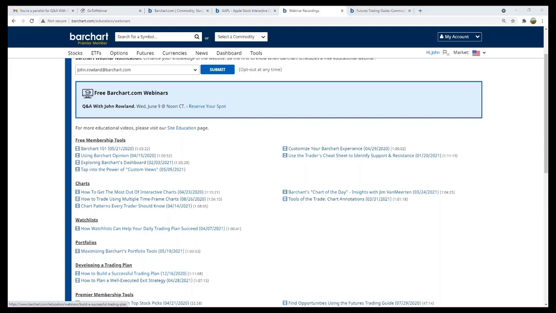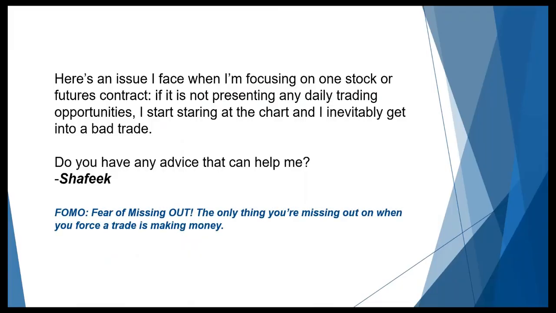And FOMO, that fear of missing out, I'm going to tell you from experience, the only thing you're missing out on when you force a trade is making money. You might get lucky, but in the long run, you're probably going to give money back to the market. So be patient and wait for greater trading opportunities. What we've just learned is to wait when we know the market is out of balance, or when trends are starting to develop, or when the market is starting to move, in the mornings and in the afternoons. Great question there.